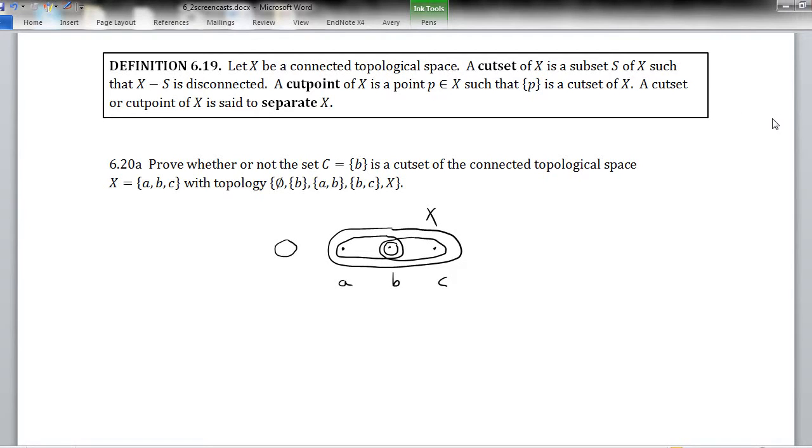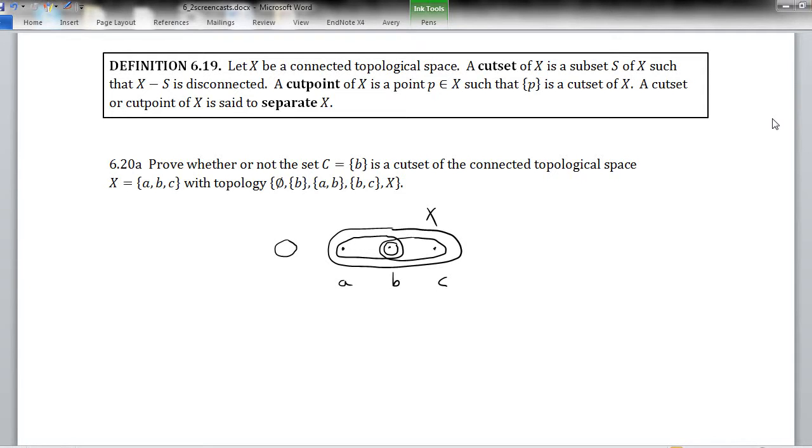So even if a topological space is connected, we can still ask, what do we need to take away from it to make it disconnected? And that's what definition 6.19 is about. Let X be a connected topological space. A cut set of X is a subset S of X whose complement is disconnected. Right, so if you take away everything in S, then the resulting part of X is going to be disconnected.